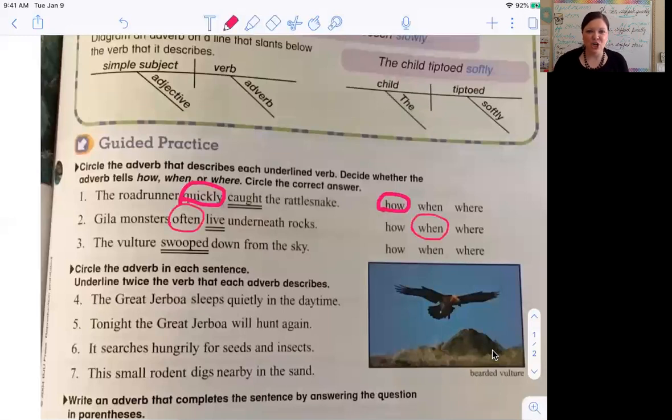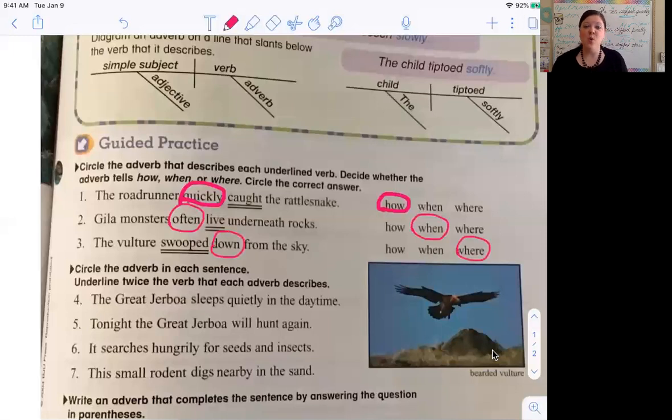The vulture swooped down from the sky. The vulture swooped how? He swooped when? He swooped where? He swooped down. So adverbs can answer 3 questions: how, when, and where. Let's always be on the lookout for words that end in ly. Let's move down to numbers 4 through 7.